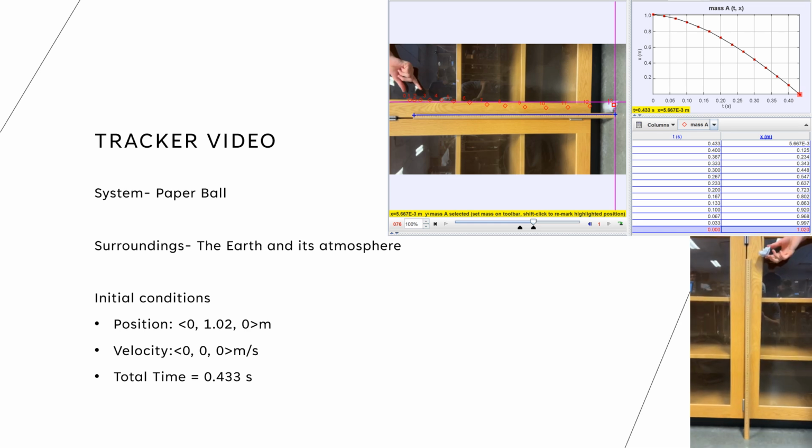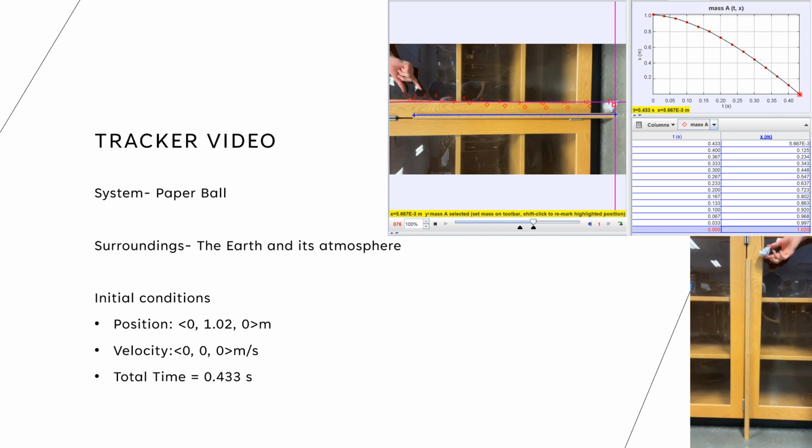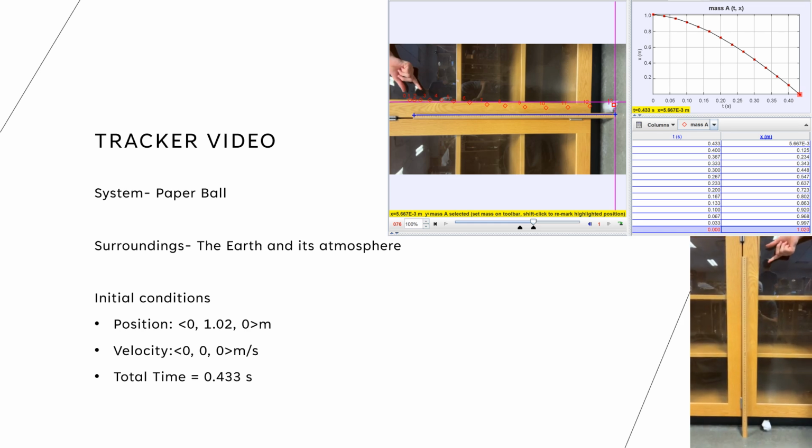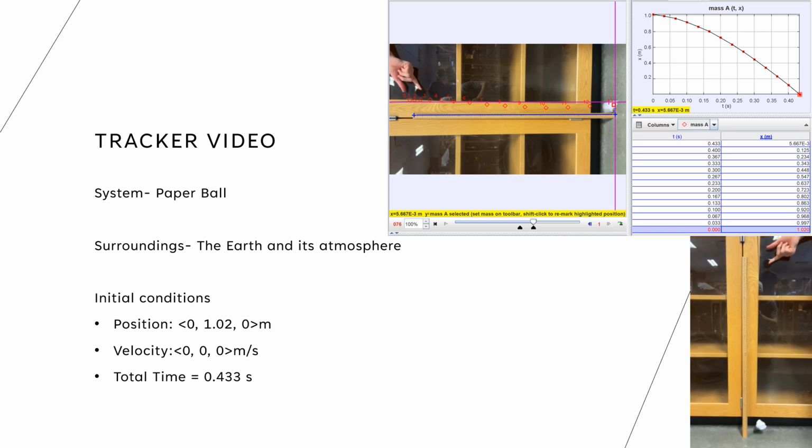Its initial position was 1.020 meters as we dropped above the meter stick. The system in this lab is the paper ball and the Earth and the atmosphere that the paper ball is passing through.